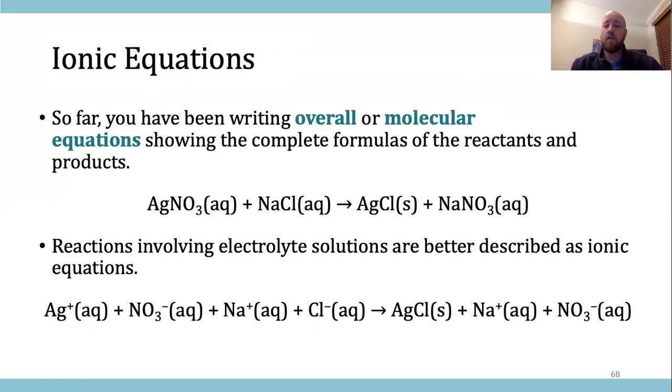So what you're going to see here is silver nitrate. It gets separated into silver and nitrate. Sodium chloride is aqueous, so it gets separated into sodium and chloride. The silver chloride is a solid, so it gets written as silver chloride. The sodium nitrate is aqueous, so it gets separated into sodium and nitrate.